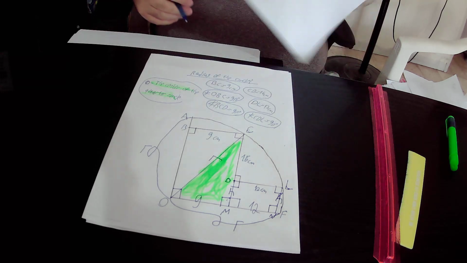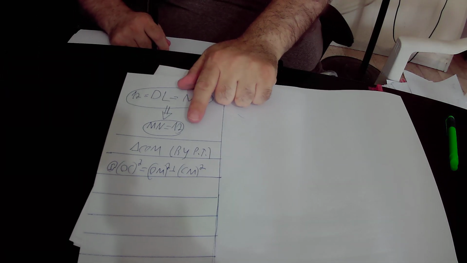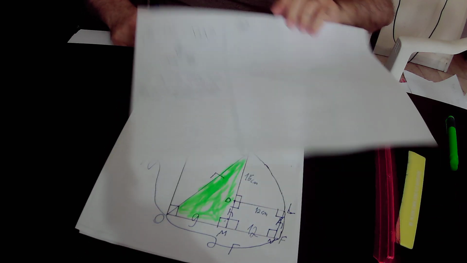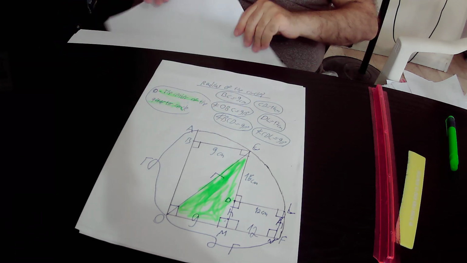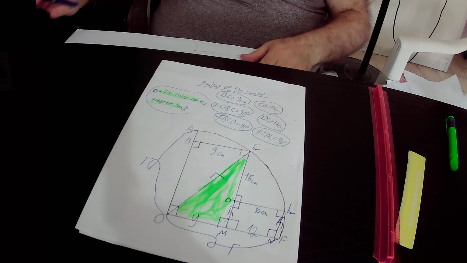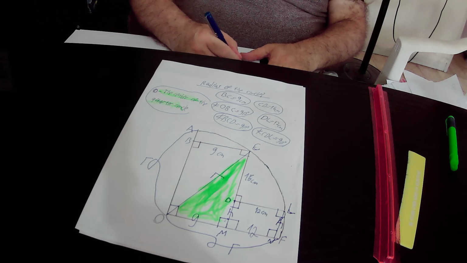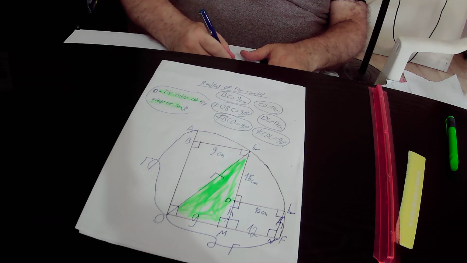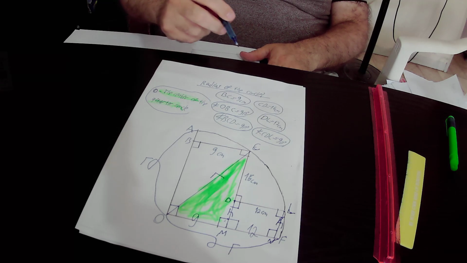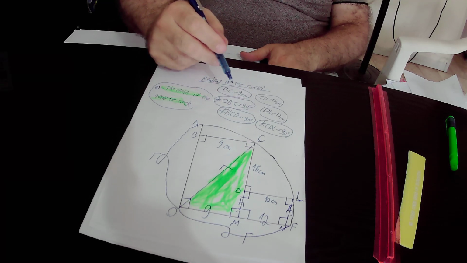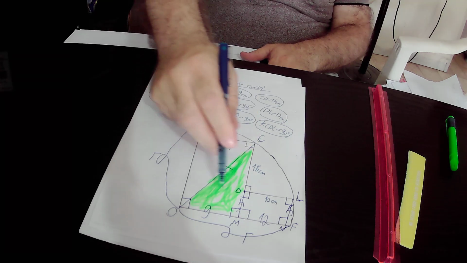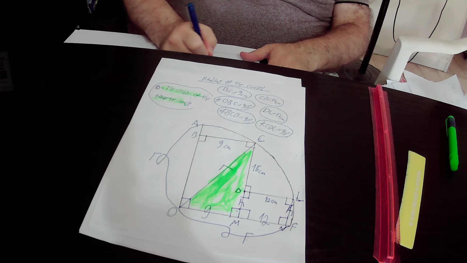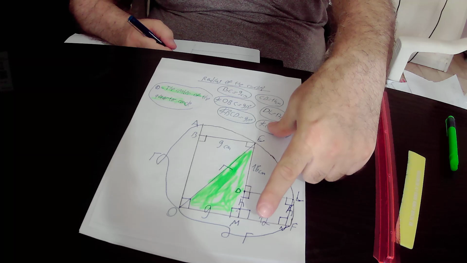Repeat again, according to the Pythagoras theorem, in the right triangle COM, OC square must be equal to OM square plus CM square. So here, OC equals R, the radius of the quarter circle, therefore OC square equals R square, and it is equal to OM square. OM equals 9, therefore OM square is 9 squared, that is 81, plus CM square. What is the length of CM?